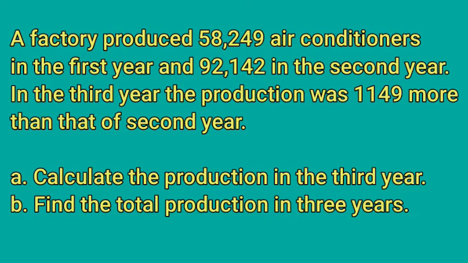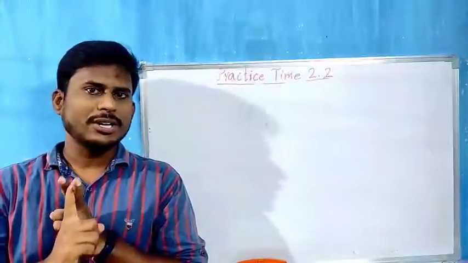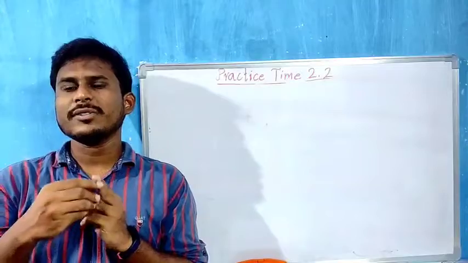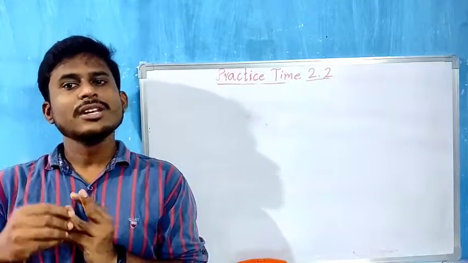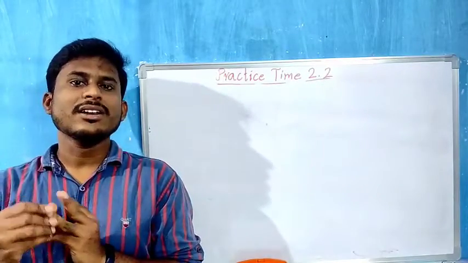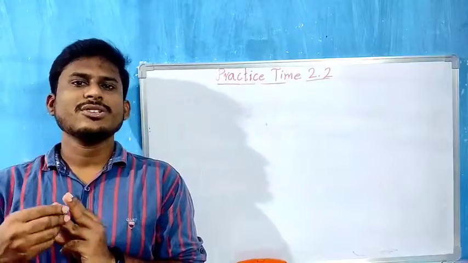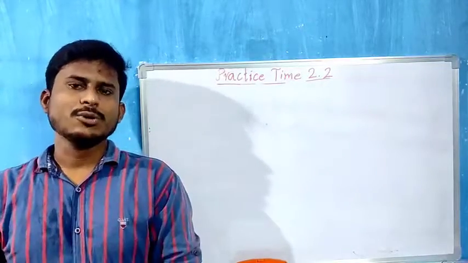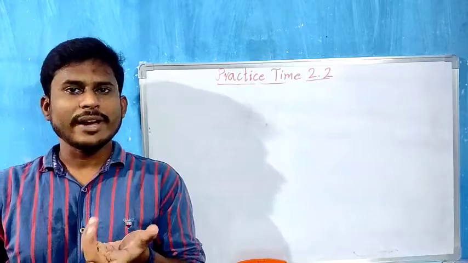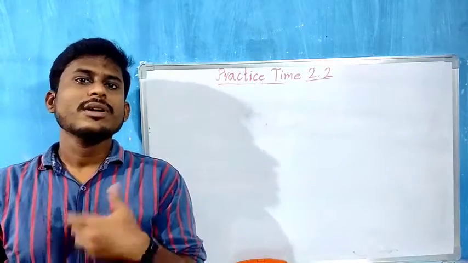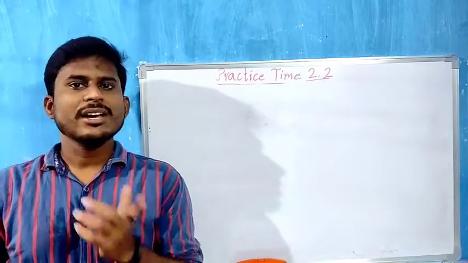It means we have to calculate how many air conditioners are produced in the third year, children. And in the B question, find the total production in the 3 years, children. So they have given the first year production, they have given the second year production, and the third year production they have linked with the second year production. 1,149 air conditioners extra, means more were produced than the second year. First we have to complete what, children? We have to find out how many air conditioners were produced in the third year, children.